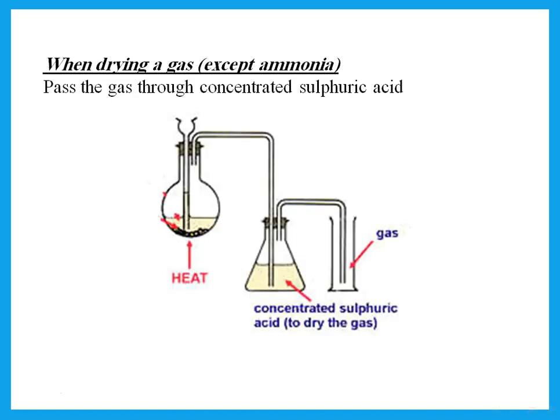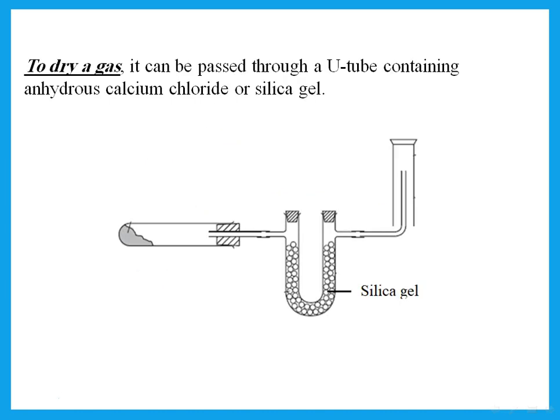Okay, what if he's saying when we want to dry a gas? Or he says he passed the gas through concentrated sulfuric acid. Why do you think he passed the gas through concentrated sulfuric acid? It is probably to dry the gas or to remove water. Another method to dry the gas could be to pass it through a U-tube that contains either anhydrous calcium chloride or silica gel. Anhydrous calcium chloride or silica gel are substances that suck up the water or absorb the water in the gas. So why are we passing it through this? To remove the water or to dry the gas.